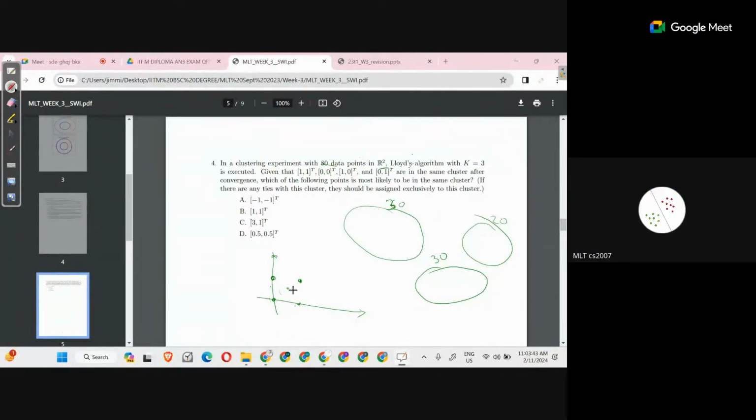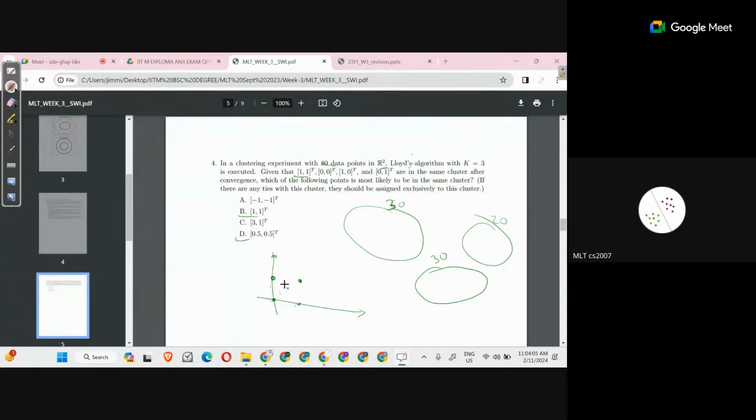Someone is saying something: 0.5, 0.5. Anyone else also saying something? (1,1) is directly given, so it will obviously fall into this one only.